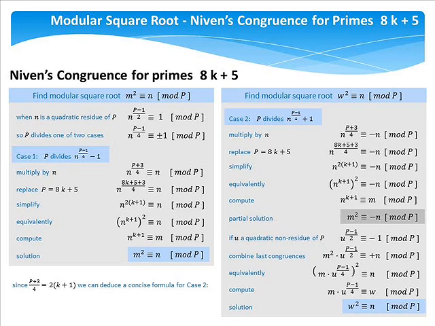Since p plus 3 over 4 equals 2 times k plus 1, we can deduce the following formula for case 2. The square of n raised to p plus 3 over 8 times u raised to p minus 1 over 4 is congruent to n modulo p.